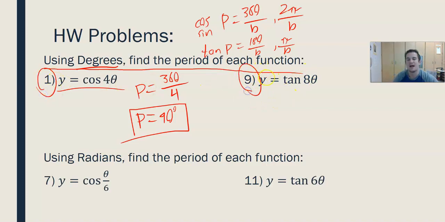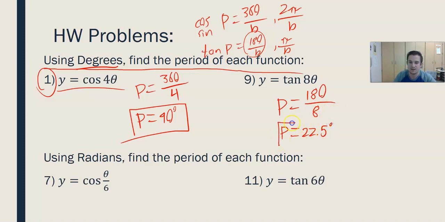For homework number 9, I have y equals tangent of 8 theta. So the period of a tangent function is 180 degrees, because we're talking about degrees, divided by 8, or divided by b. So 180 divided by 8, my period for this function is going to be 22.5 degrees. So it only takes 22.5 degrees to complete one full cycle. Really short time to complete one full tangent cycle.